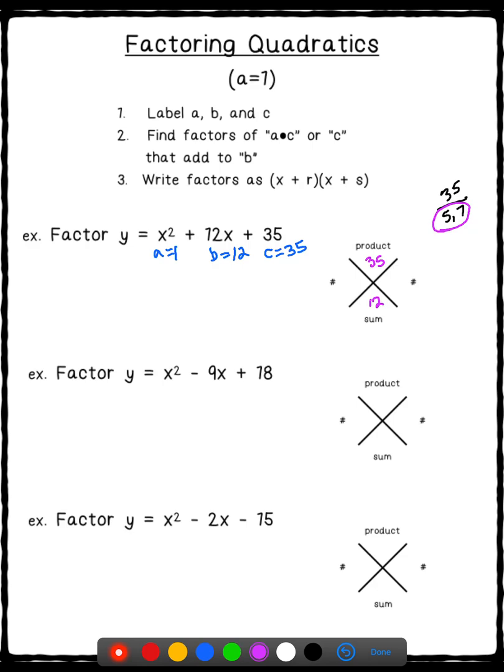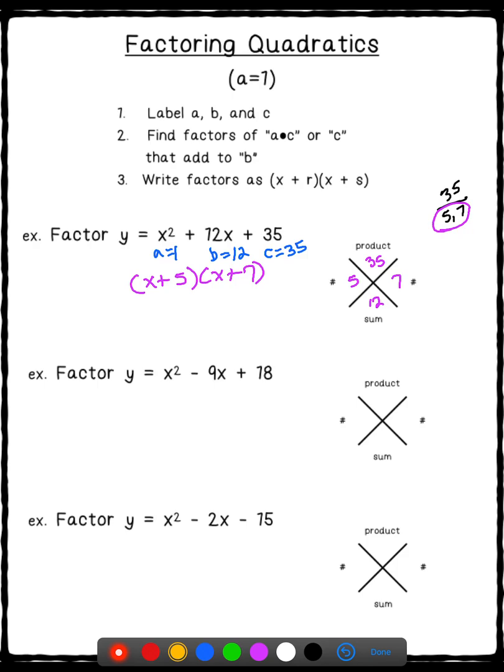So we write here 5 and 7. Now that we're done, we just write it as factors. x plus our first factor, which is 5, and x plus our second factor, which is 7. And we're done with it. One more.